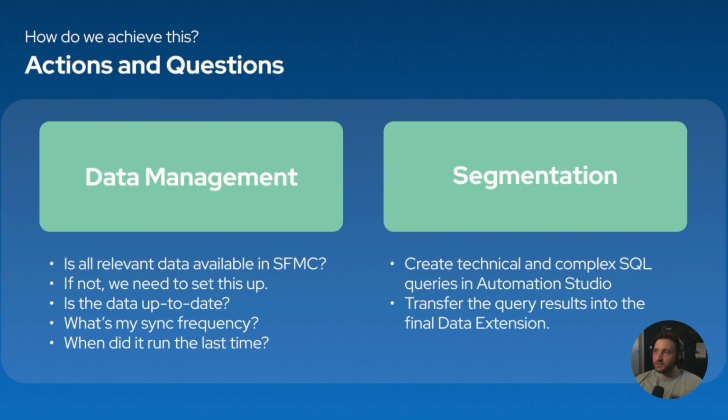First question is, is all relevant data already available in my Salesforce Marketing Cloud? So do we have synchronized data extensions for all the filter relevant topics that we looked at? Like, do we have our contacts, the accounts, the orders, the order products, and do we have all the field attributes that we want to filter on? If not, we need to set this up first.